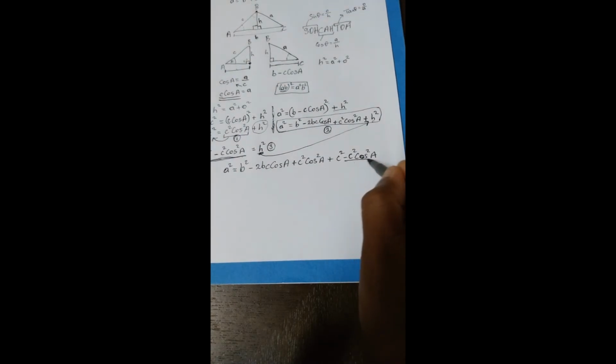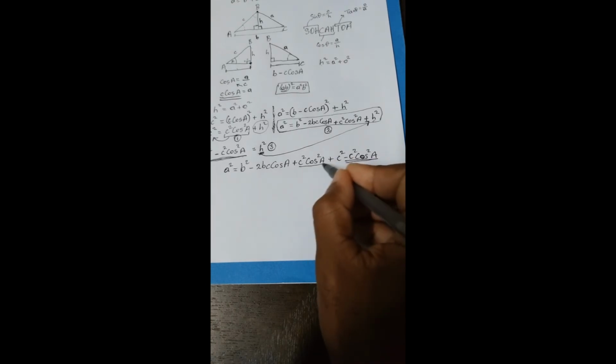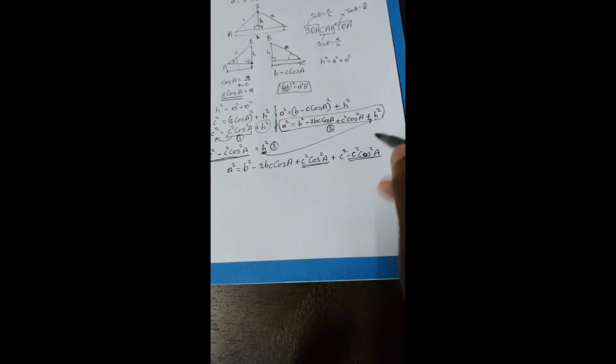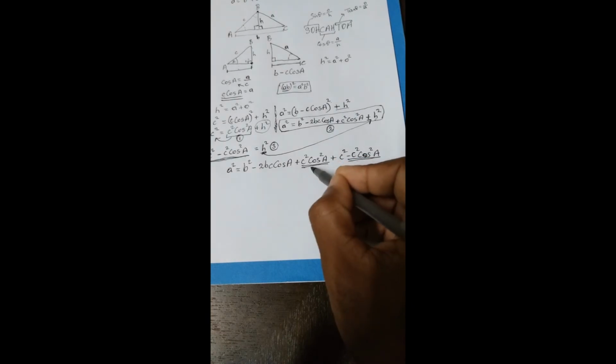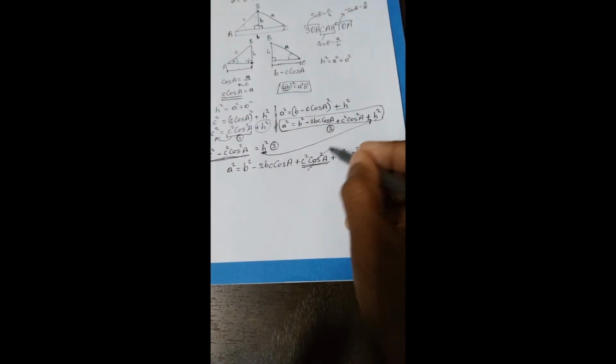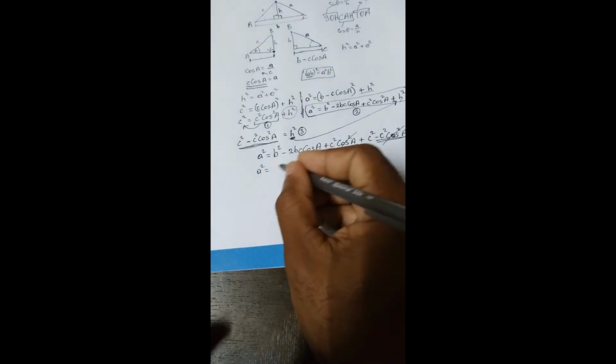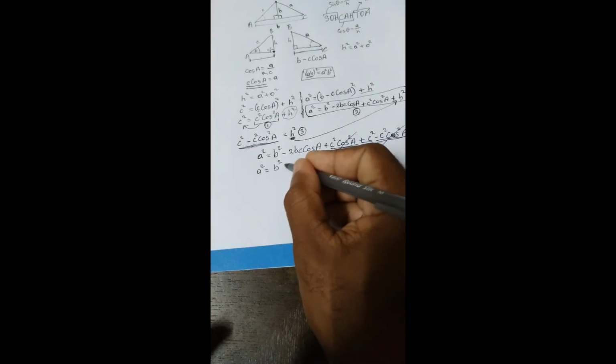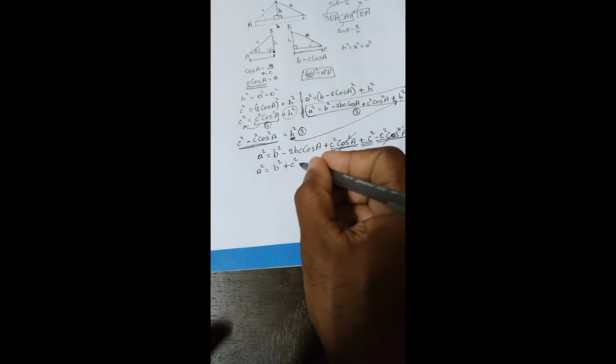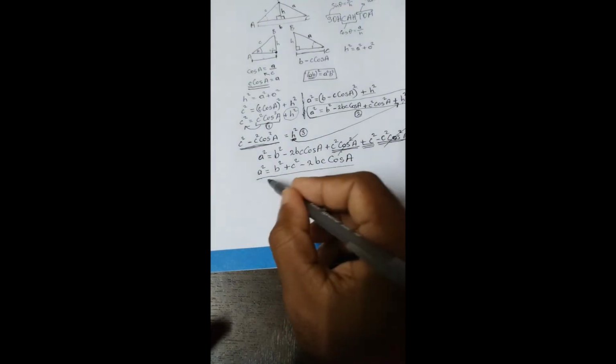So we could collect like terms. These are like terms; I'm just going to underline the like terms. They're going to cancel each other because this one is positive, this one is negative. So what we're left with is a squared equal to b squared, and I'm going to move this positive c squared here. So I'm going to have b squared plus c squared minus 2bc cos A. This is how they came up with the cosine rule.